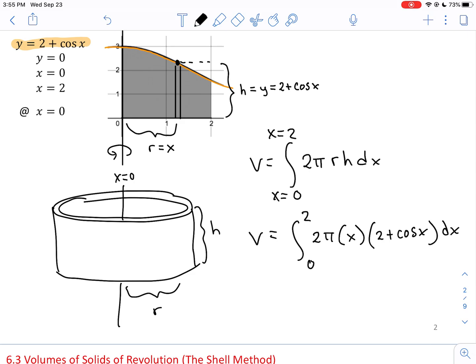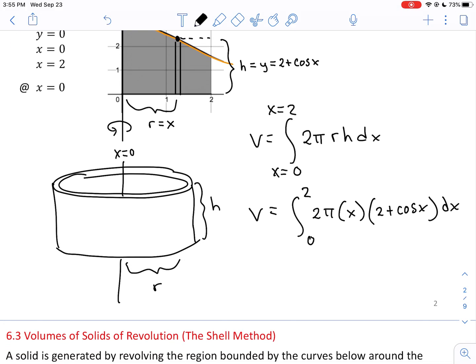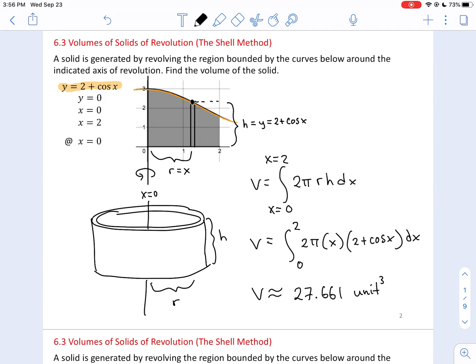Now to do this one by hand, I would recommend that you factor the 2 pi out to the front, but this x you want to distribute, and integrating 2x is easy, but then to integrate x times cosine of x, you're going to want to use integration by parts, the table method. But I'm not going to spend any time doing integration by hand for this video. If you go to Desmos and calculate this, you will get about 27.661, and then of course this is a volume, so it should be in cubic units. Okay, so there's our first example.